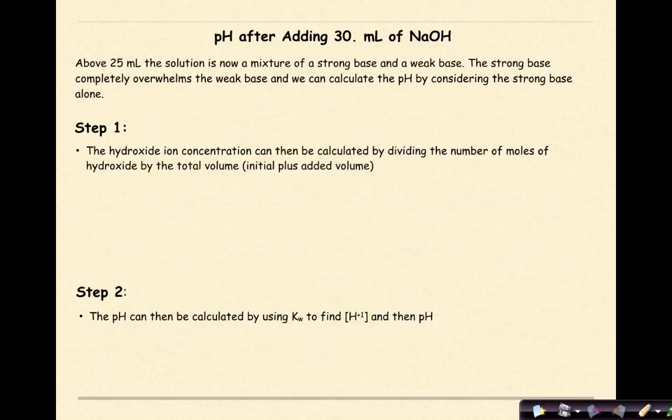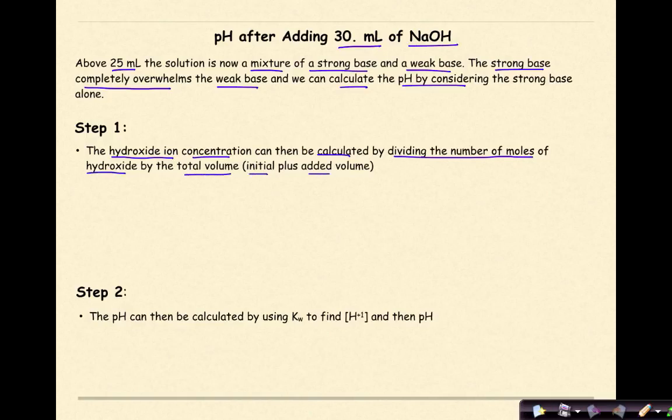pH after adding 30 milliliters of sodium hydroxide. Above 25 milliliters, the solution is now a mix of strong base and a weak base. The strong base completely overwhelms the weak base, and we can calculate the pH by considering the strong base alone. Step 1. The hydroxide ion concentration can then be calculated by dividing the number of moles of hydroxide by the total volume. So initial plus added volume.